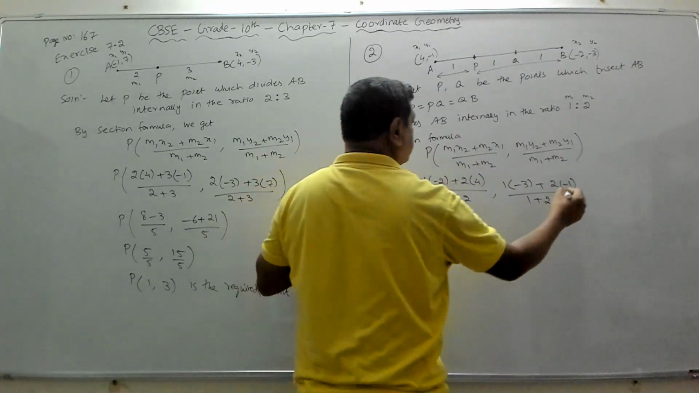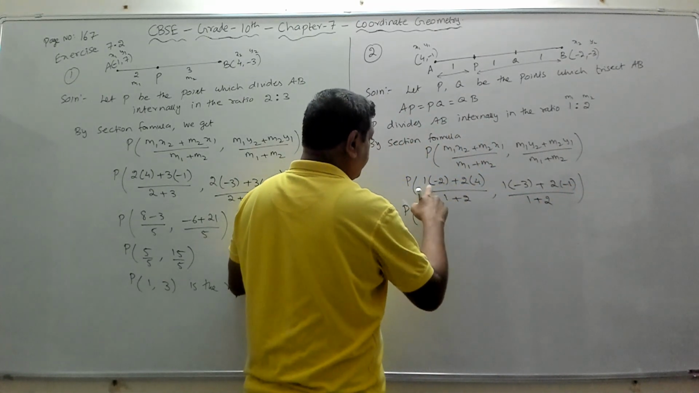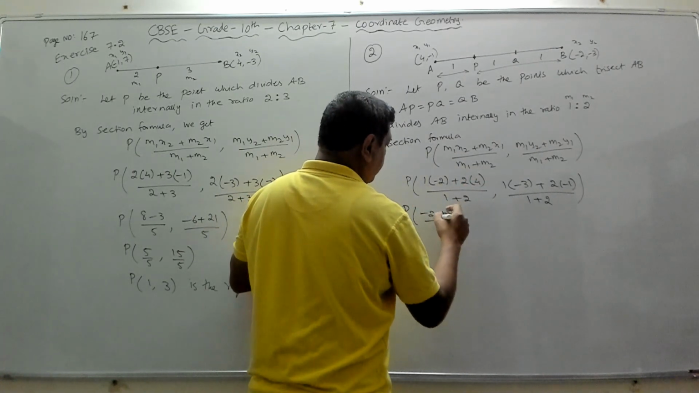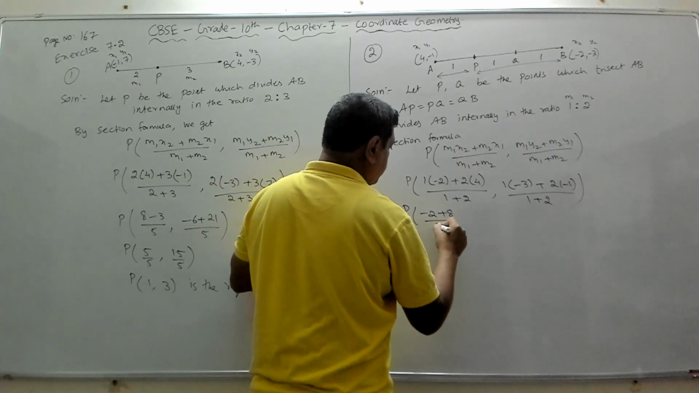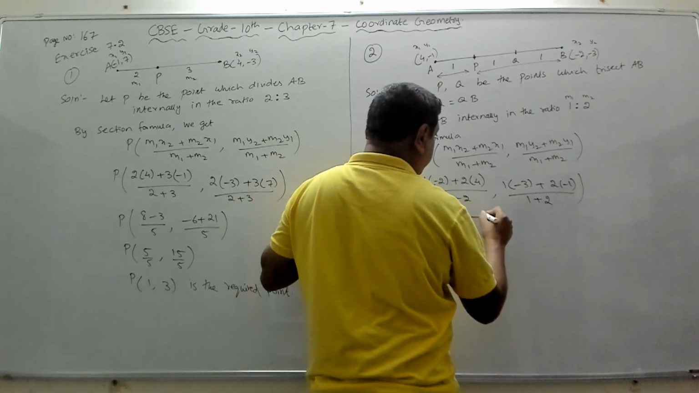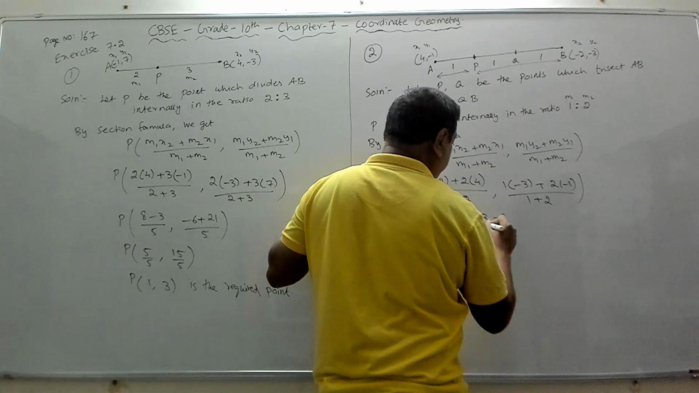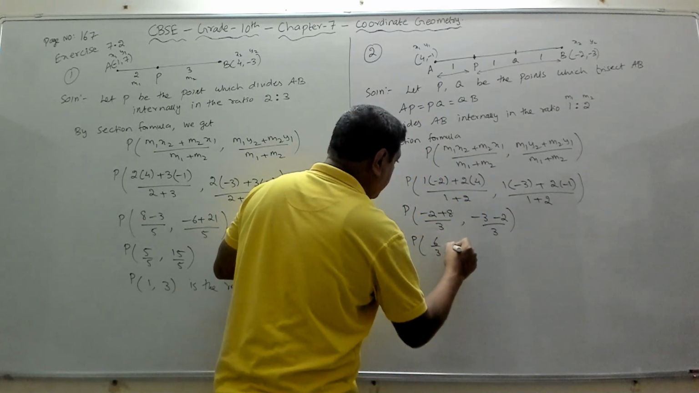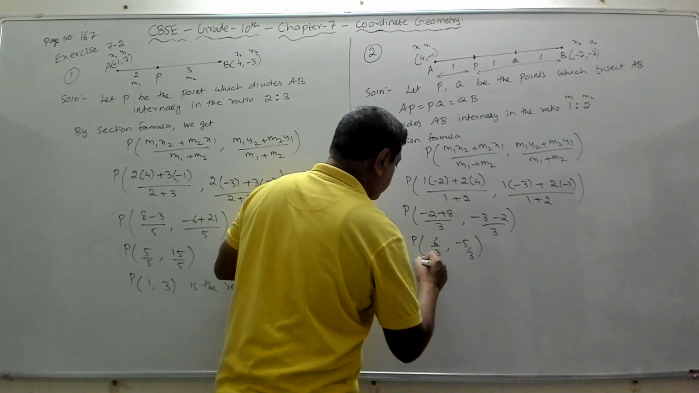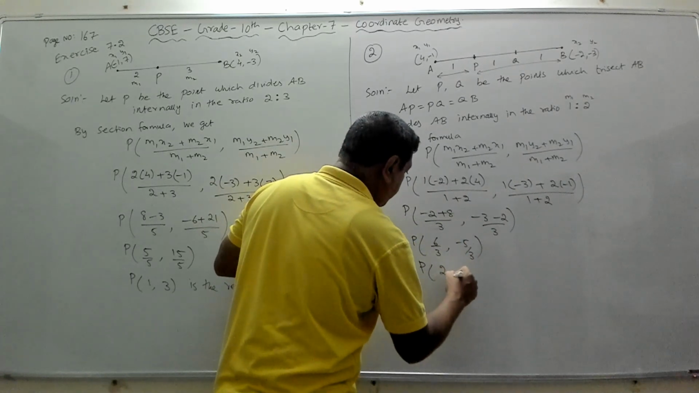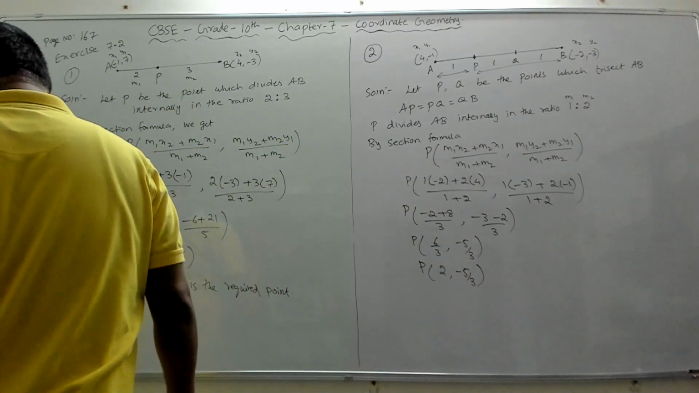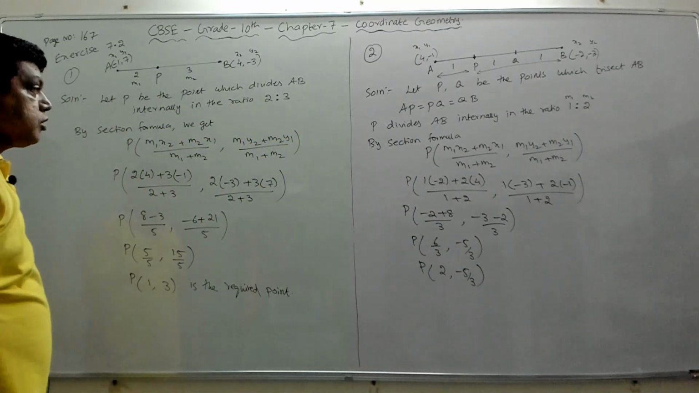So this gives you P of minus 2, 2 fours are 8, by 1 plus 2 is 3, comma, here this is minus 3, this is minus 2, by 3. So you get P of 6 by 3, comma, minus 5 by 3. So your P becomes 2, comma, minus 5 by 3. So that is your point P.